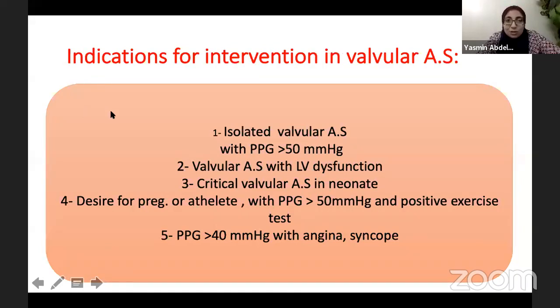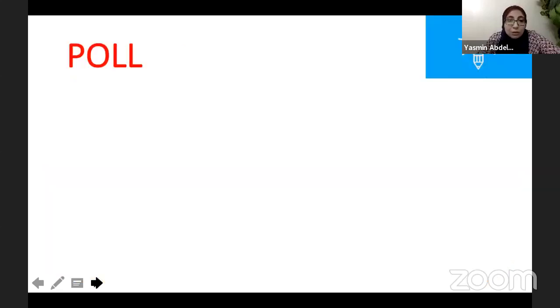To summarize, indications of intervention in valvular aortic stenosis: if you have an isolated valvular aortic stenosis with a peak pressure gradient more than 50, or if you have LV dysfunction, or critical valvular aortic stenosis in a neonate, or a pregnant lady, or a lady who wishes to be pregnant, or an athlete with pressure gradient more than 50 and positive exercise test, or even a pressure gradient more than 40 with presence of angina and syncopal attacks. All these are indications for intervention in valvular aortic stenosis.